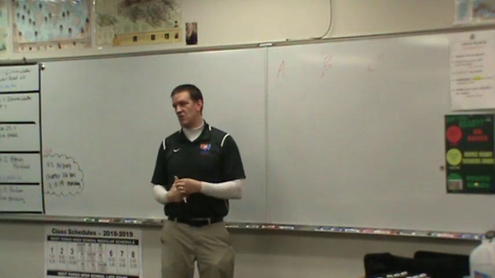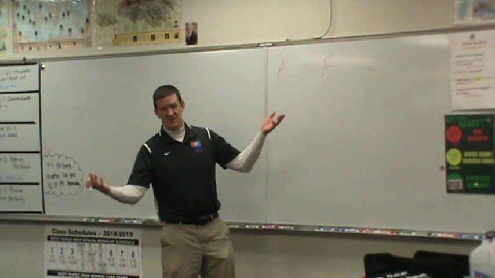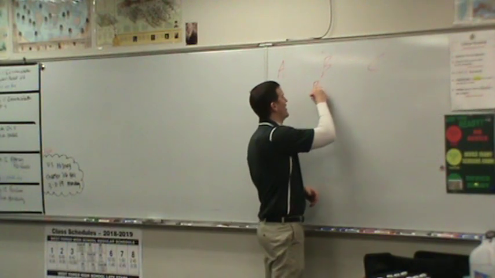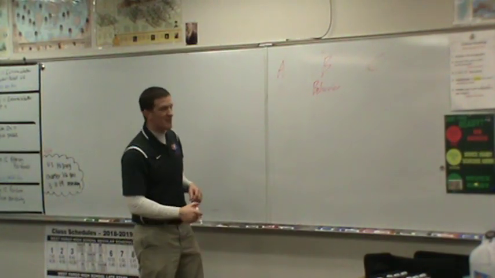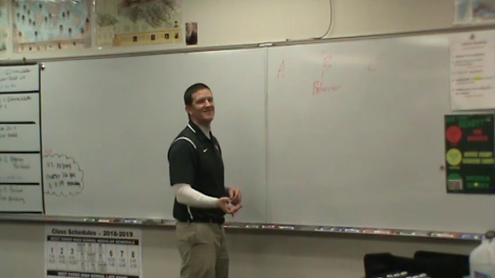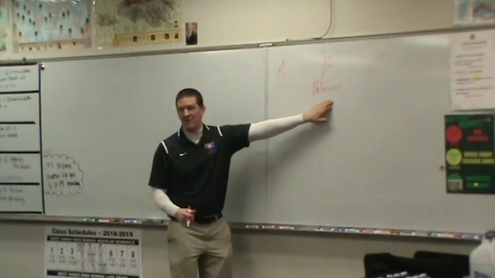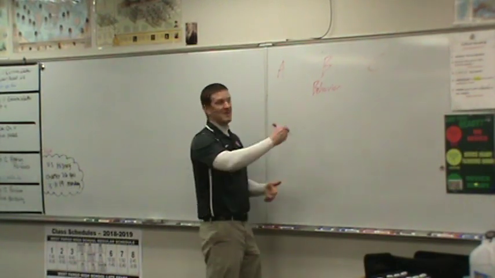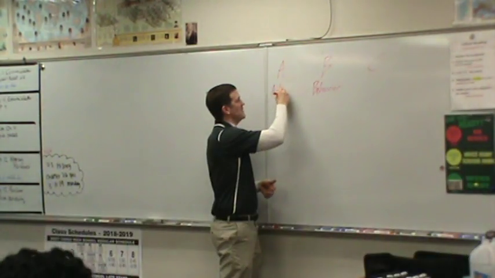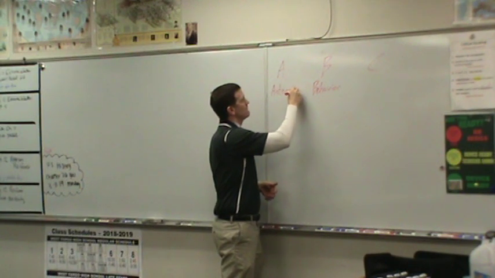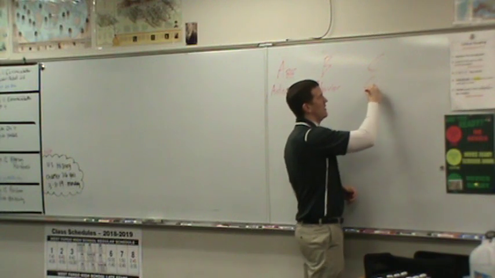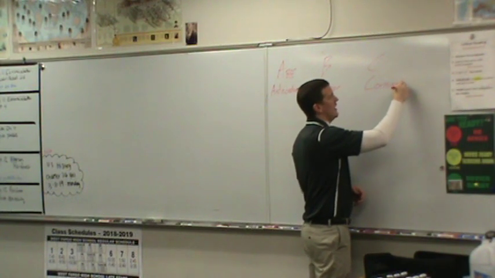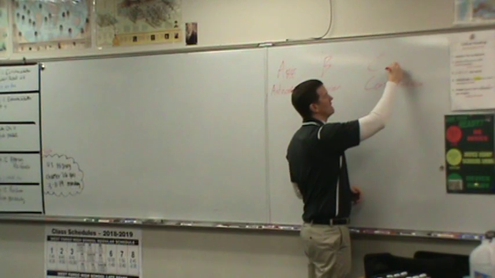B is the easiest one to remember. What does B stand for? Behavior. So B is the behavior. A stands for what again? Antecedent. What does antecedent mean? Yeah, before, something that comes before behavior. And then C stands for consequence, and that stands for after.